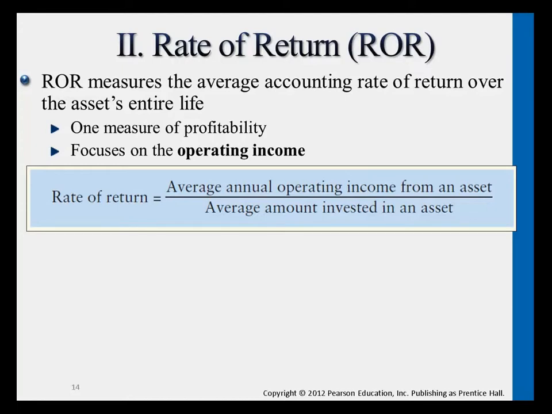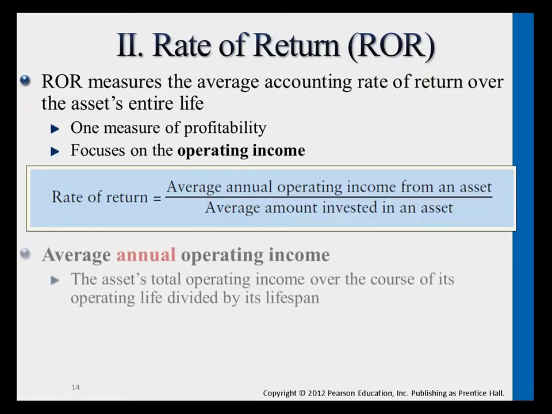So what are these two components? Let's talk a little bit about them. Average annual operating income, all right, that's your top portion. Average annual operating income is your asset's total operating income over the course of its life, divided by the lifespan. That lifespan is measured in years, all right? So if the expected lifespan of that asset is 12 years, you're going to be dividing your total operating income by 12, all right?